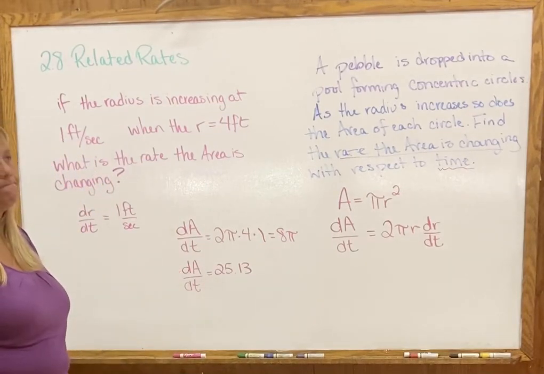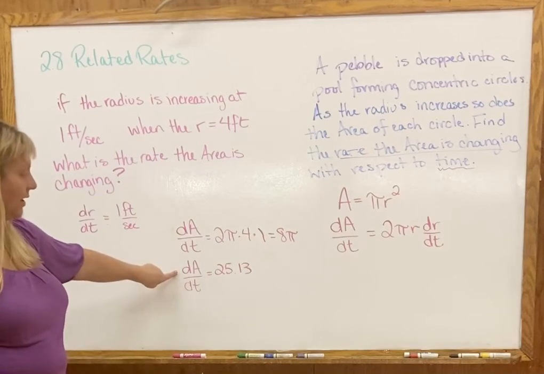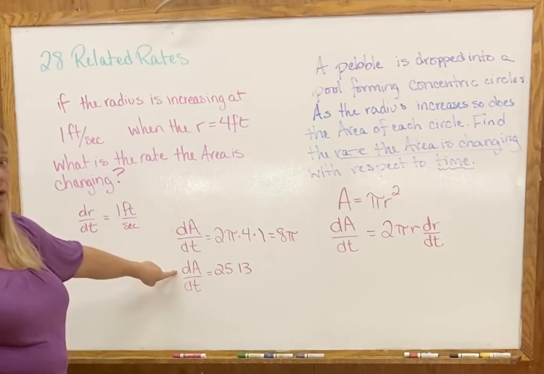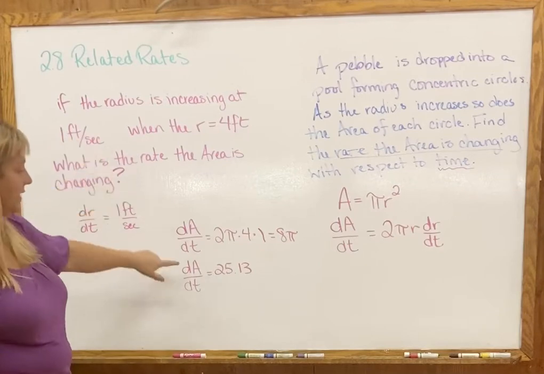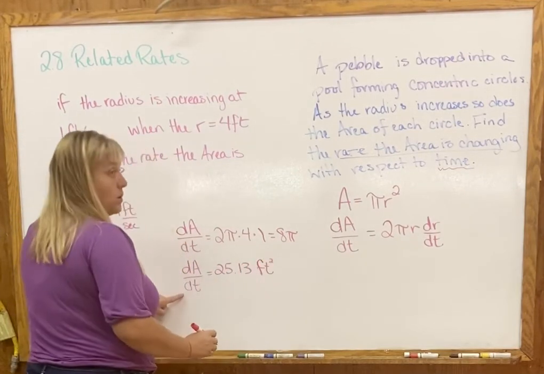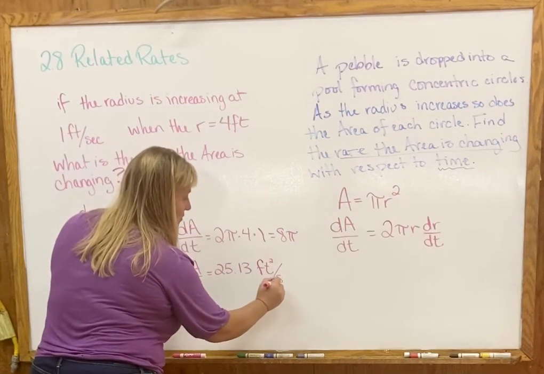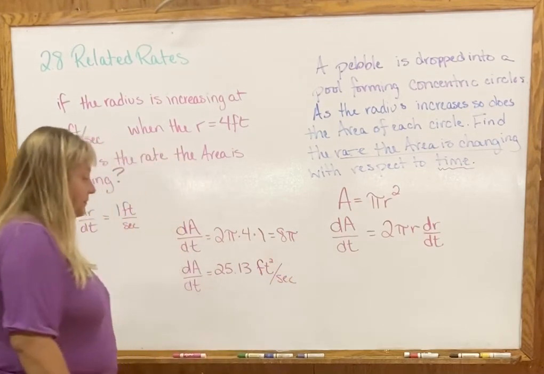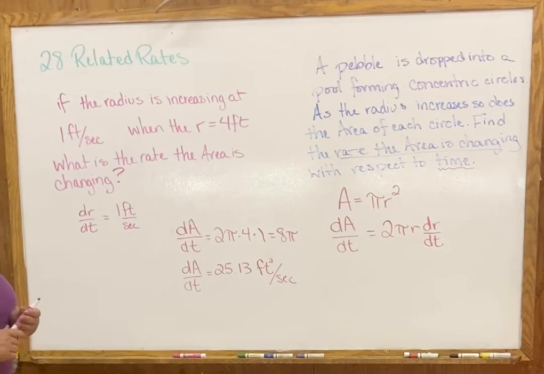And then remember that we've got to put a label on this. So area is going to be in square feet, right? If this was in regular feet, then area is in square feet. So square feet, but it's with respect to time, so it's per second. Okay, so that's our first related rate one.